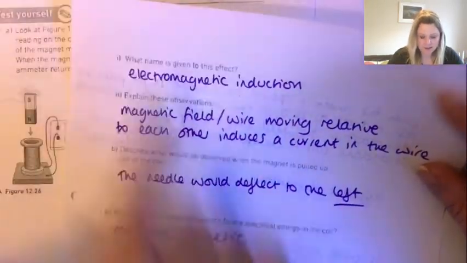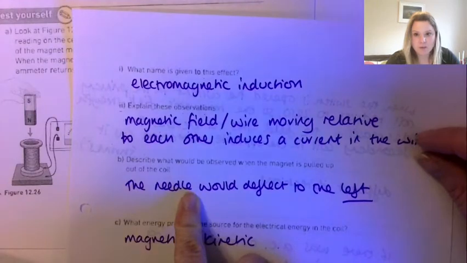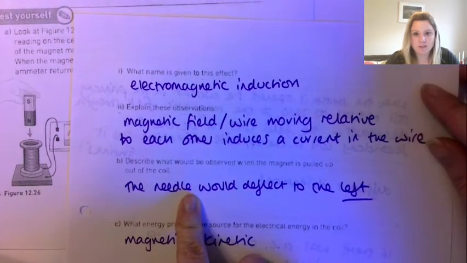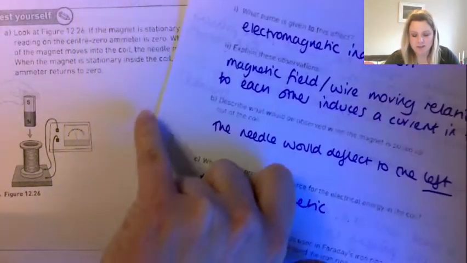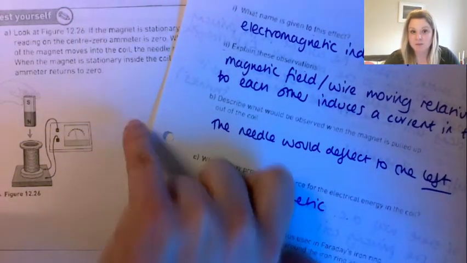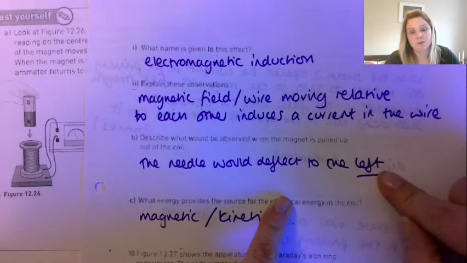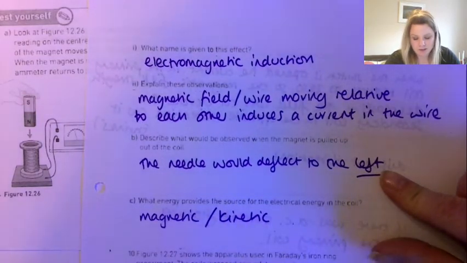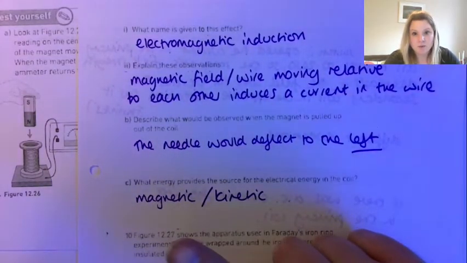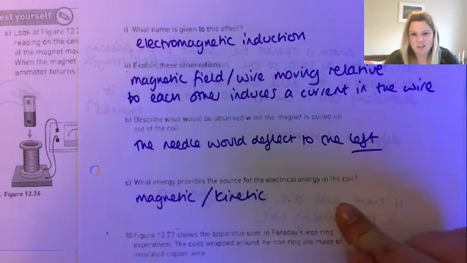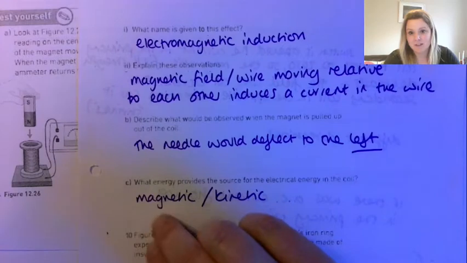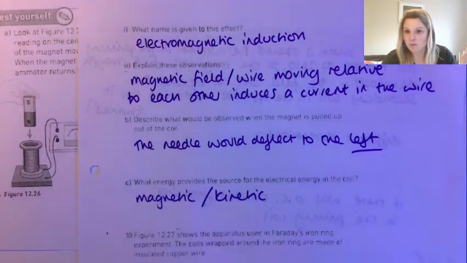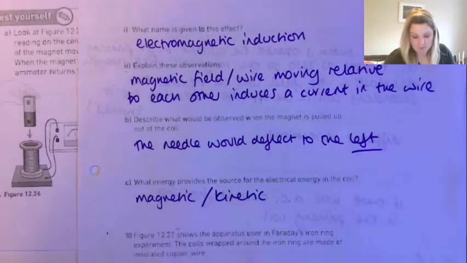For part B, describe what would be observed when the magnet is pulled up out of the coil. The needle is going to deflect the other way. It told us that when the magnet was going down in, it moved to the right, so when it's coming up, it's going to go to the left. Then, what energy provides the source for the electrical energy in the coil? It's the magnetic field energy, and the kinetic energy of the movement as well.